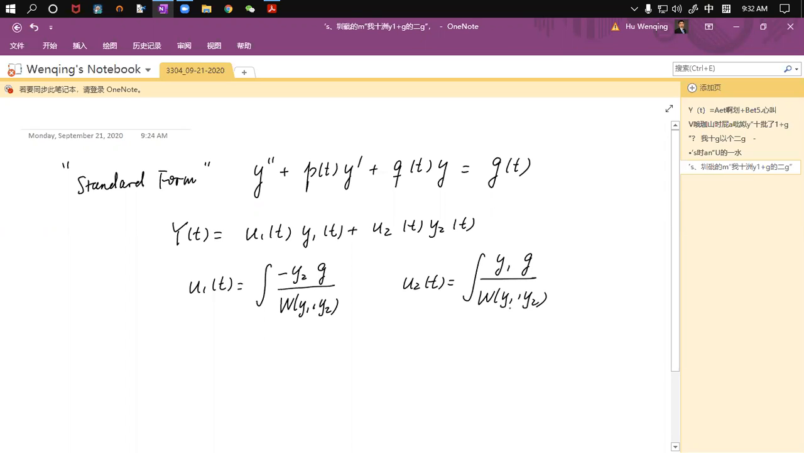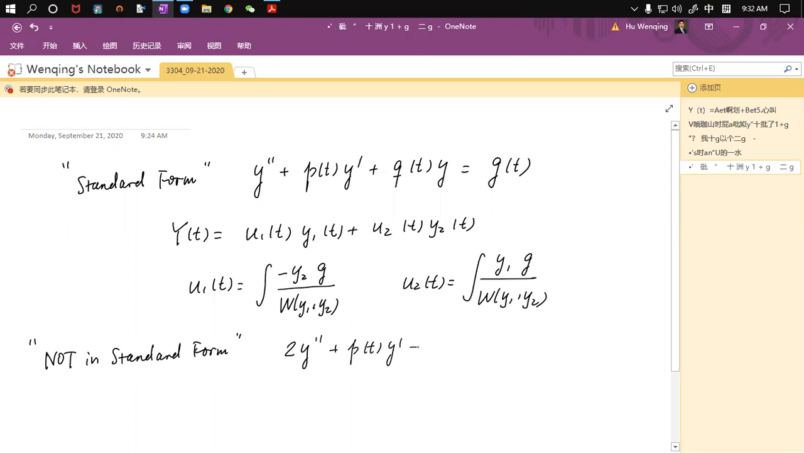But suppose the equation is not in standard form. Then it might look like, for example, 2 times y double prime plus, let's say, another p of t.